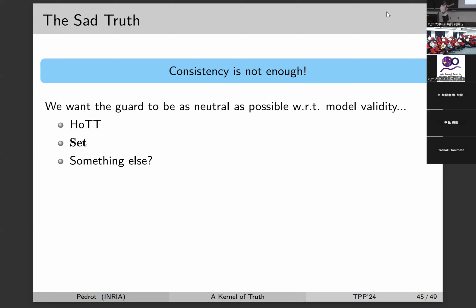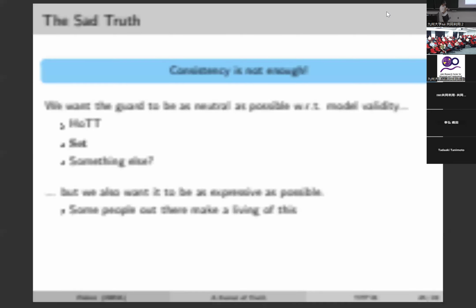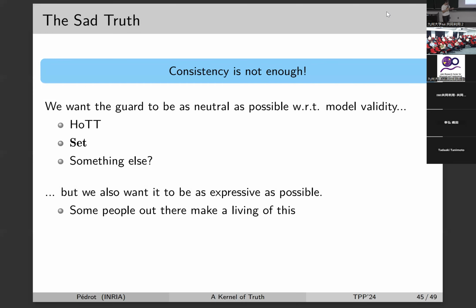But maybe there are more models we care about and we don't know about yet, because these people did not exist 30 years ago. And why should the guard condition, what has the guard condition to do with that? The foundation has nothing to do with the fact that a function terminates or not, somehow. But at the same time, yes, you want the guard condition to allow as many functions as possible because you like writing a function in a natural way.